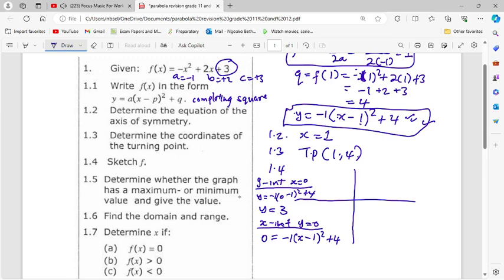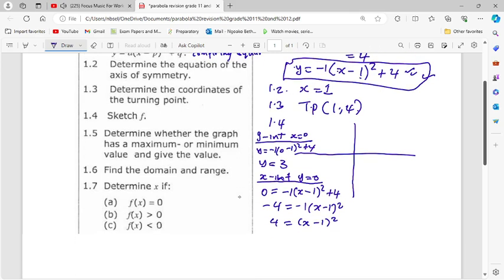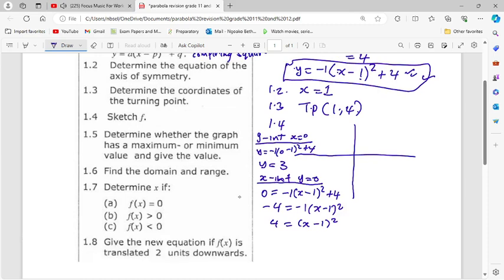Then in that case, we'll have to take 4 to the other side, and then we'll have minus 4 equals minus 1 into (x minus 1) all squared. Now dividing by negative 1 on both sides, we'll have 4 equals (x minus 1) all squared. Now what do we have here? We'll have plus or minus the square root of 4, if we take out the squared, equals x minus 1. So plus or minus 2, since the square root of 4 is 2, equals x minus 1. So now we separate these two.